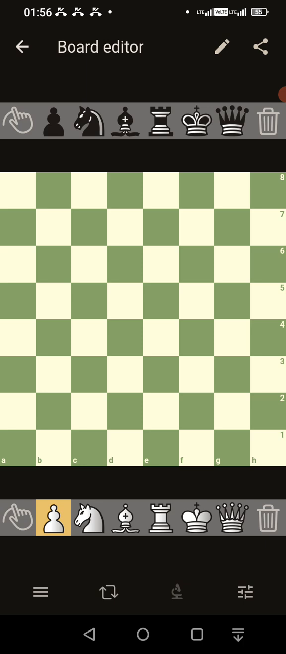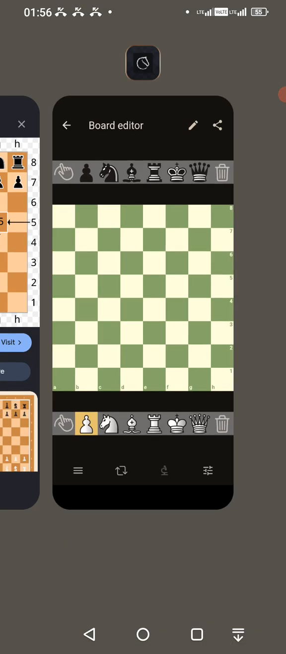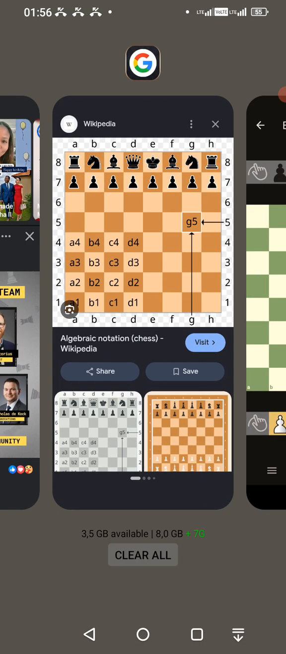Every square on the chessboard has got an address. How do you find that address? You combine the letter with the number of that square. Let me show a different picture.